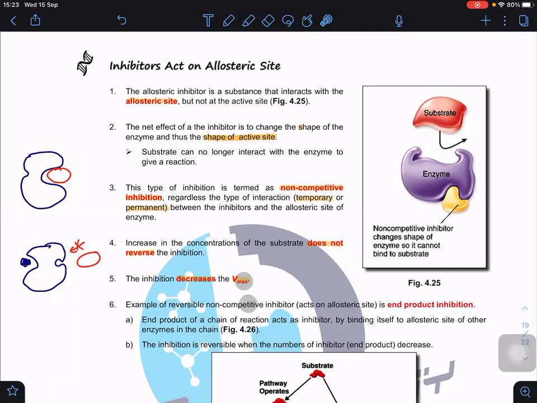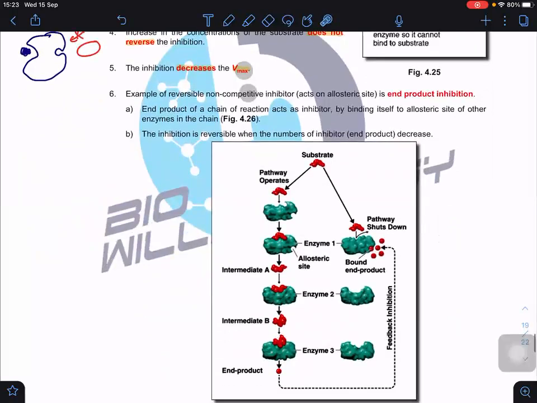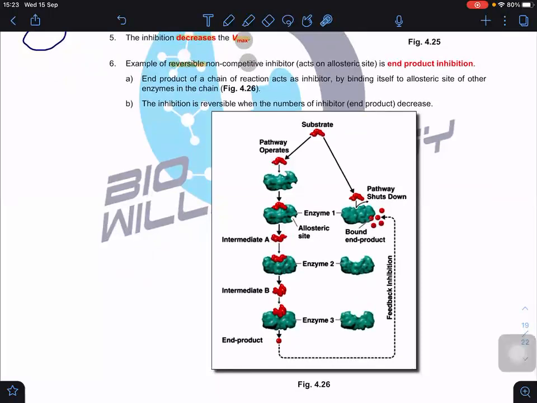Okay, so we have two types. One is the reversible. Now, in this case, reversible basically means that the competitive inhibition can be stopped. Okay. Now, look at this. I have this substrate. So in one of the metabolic pathways, my substrate has to be converted to intermediate A, intermediate B, and then the end product. So this is the end product.